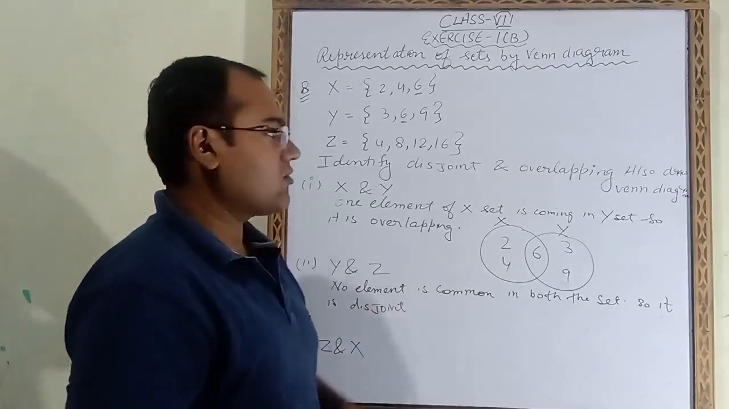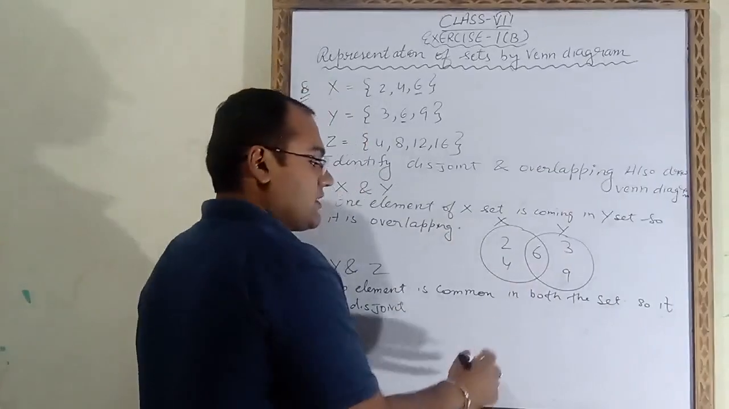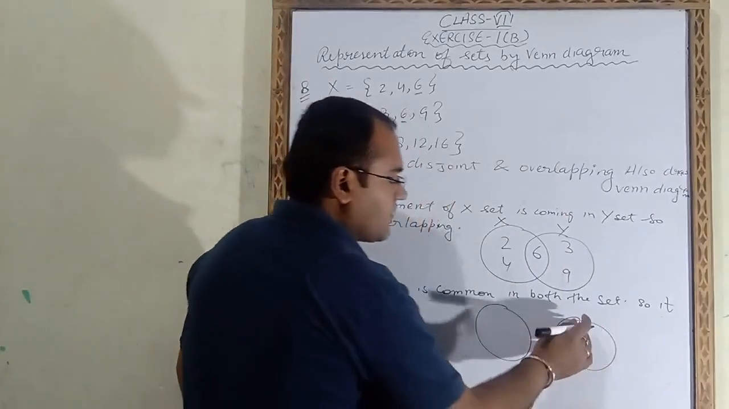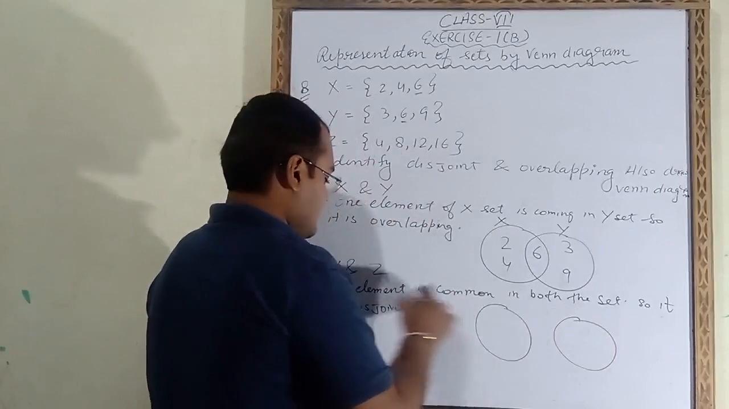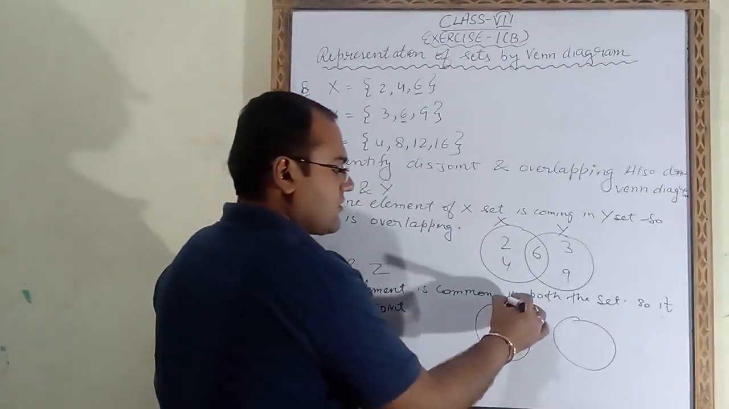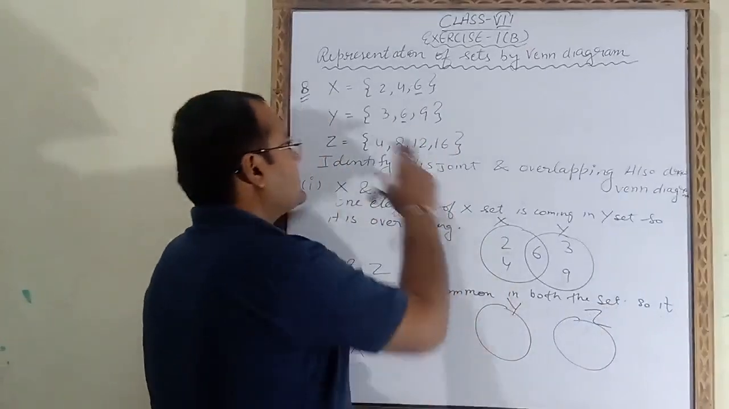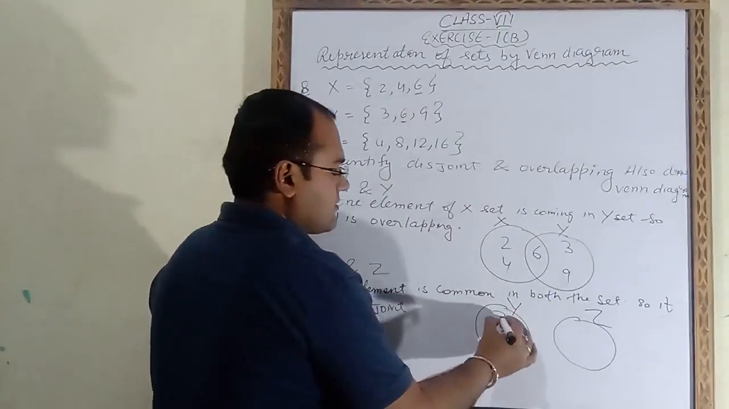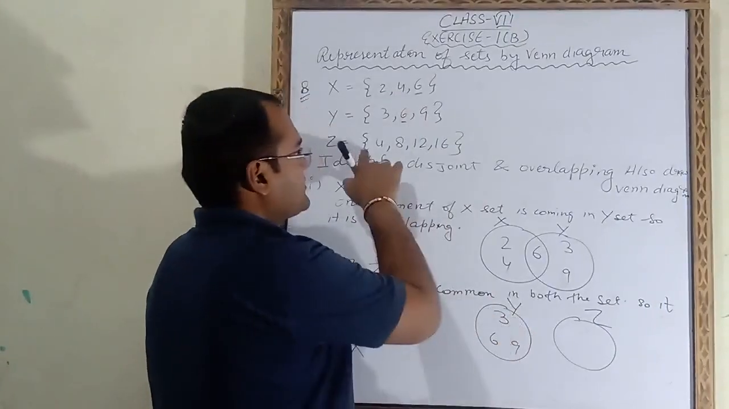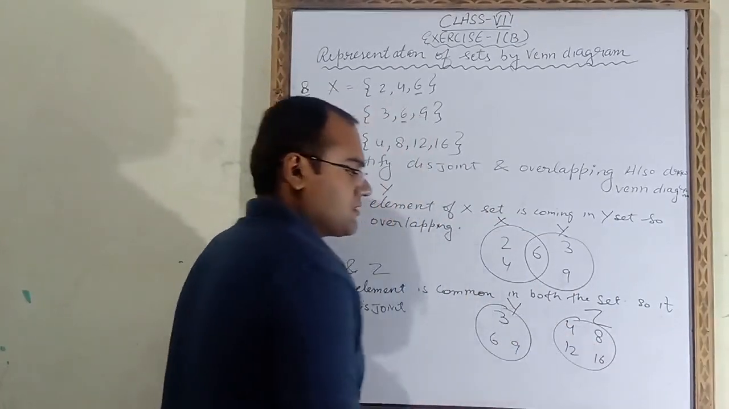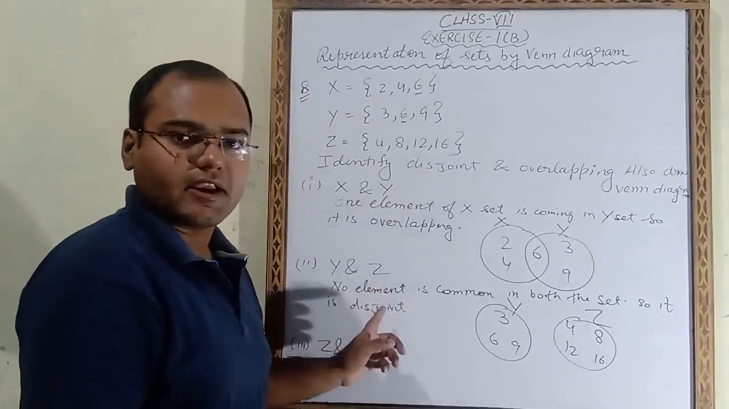For disjoint we have to draw a Venn diagram also. So for disjoint, we have to make separate circles. First one here, second one here. This is Y and Z. On the first we write capital Y and on the second we write capital Z. Inside Y, 3, 6, 9 and in Z, 4, 8, 12, 16. So this is the final answer of this second part.